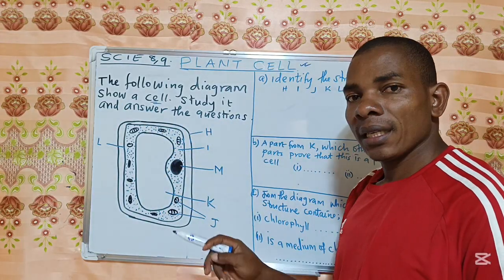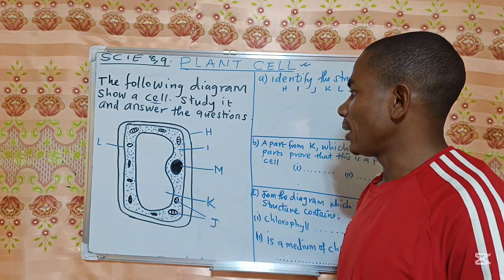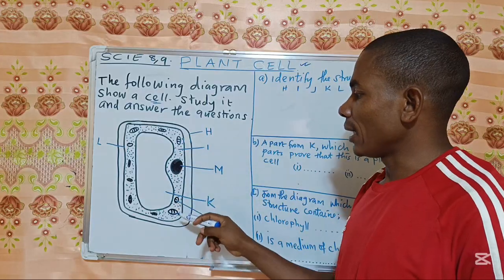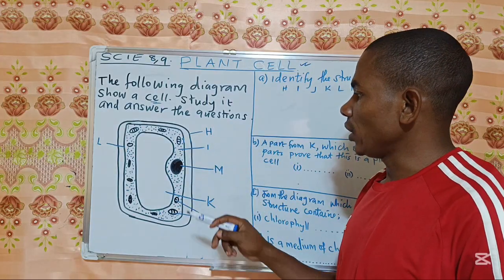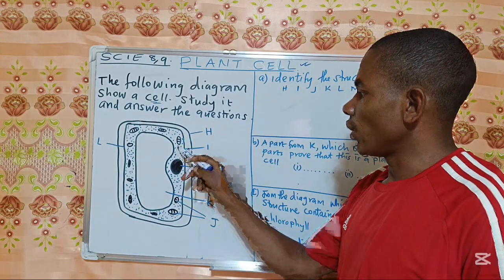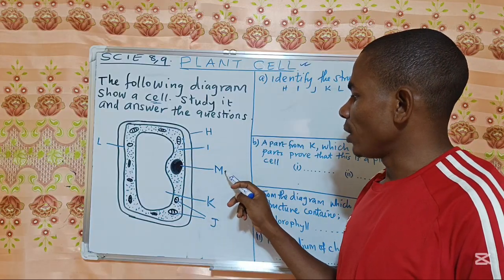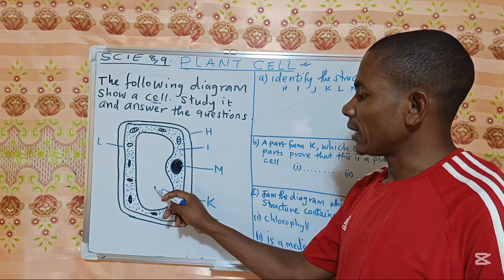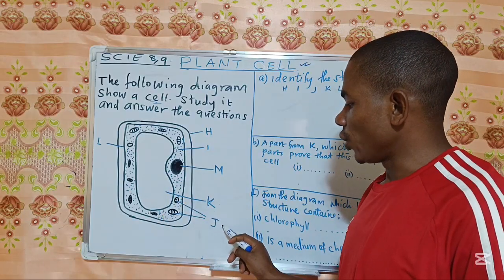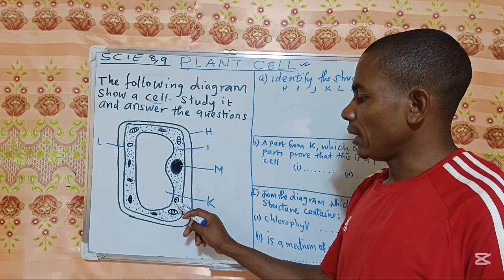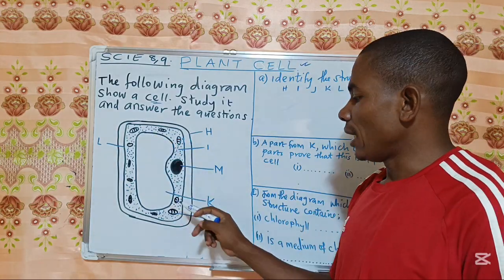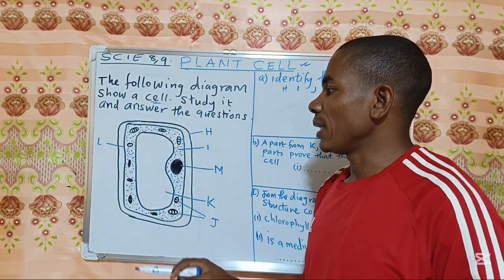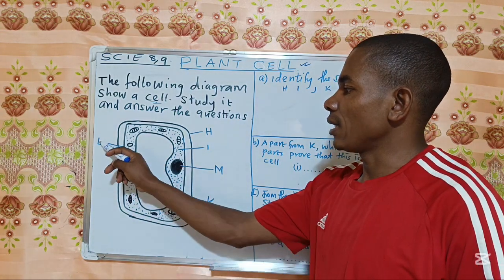So this is a plant cell. Study the diagram and answer the questions that follow. So let us study the diagram. We have part H, part I, this point here. Then we have part M, this point here. Then we have part K, this part here. Then we have part J, these two parts. This one is the same as this part here. They have a name when we come to plant cell. So this one is part L. The inner layer is the cell.